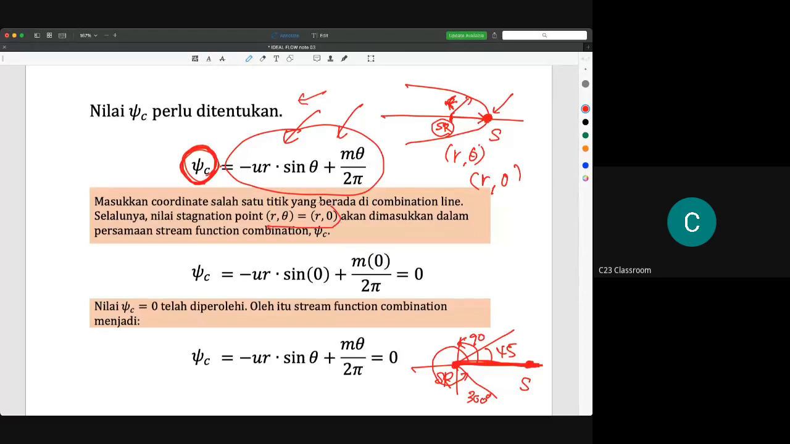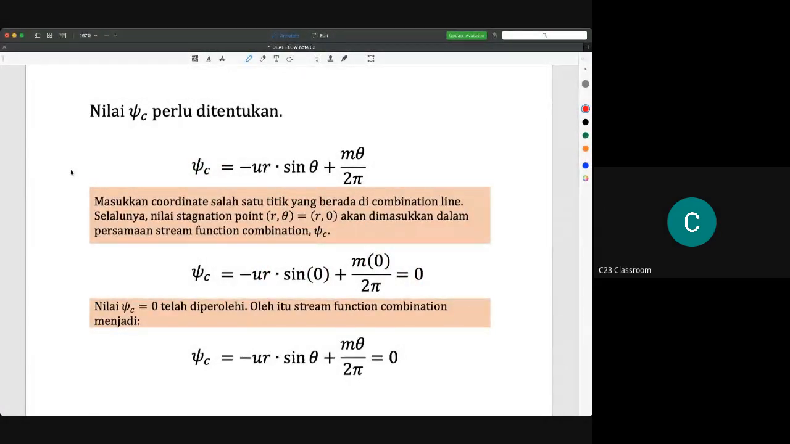As stated here, we substitute the coordinate of the stagnation point, which is r and 0. When we substitute r and 0, r remains as r, but sine 0 and m times 0 give us the value of 0. So now we can say that psi combination is equal to negative ur sine theta plus m theta over 2 pi, and it is equal to 0. This is the final equation that we should use in our next calculation.